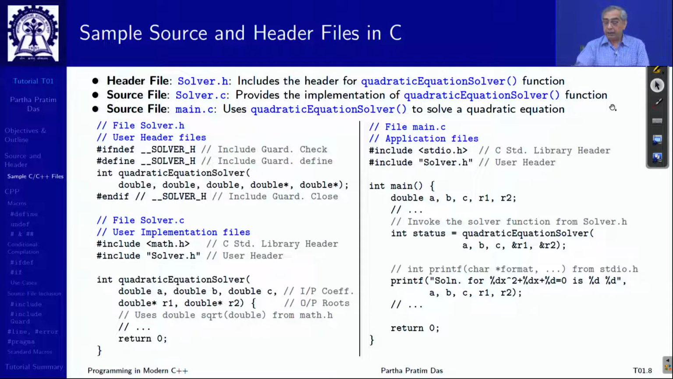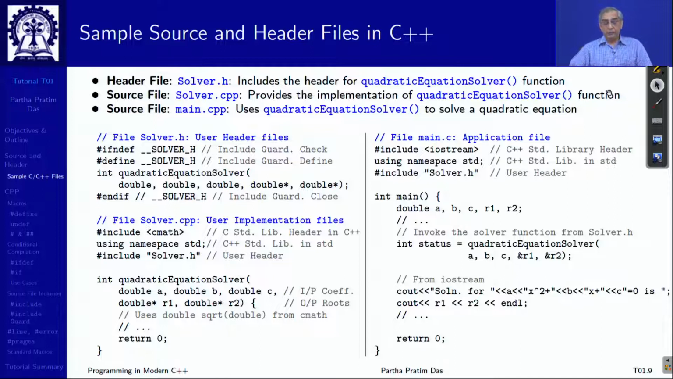Similarly, this is another example in C with a quadratic equation solver. So, the solver.h is here, which tells you the solver function prototype and so on. Then the actual function implementation in solver.c, and the main to use it.